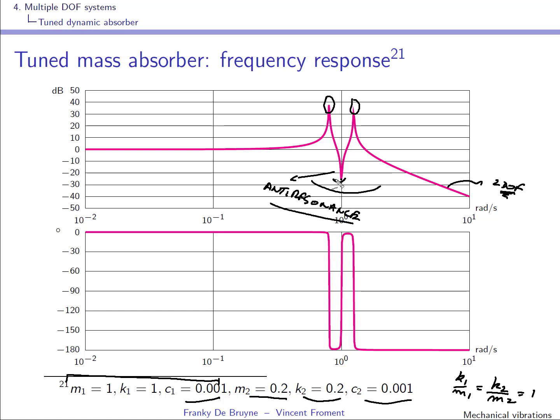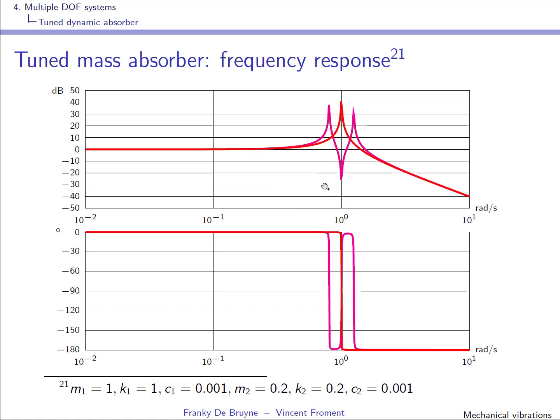Okay, so the response at this original natural frequency is very small, and this is what you want to have if you have your forcing frequency in this neighborhood, of course. So here you see both of them together: the original natural frequency of your original 1 degree of freedom system, and then the response of the 2 degree of freedom system with this anti-resonance.